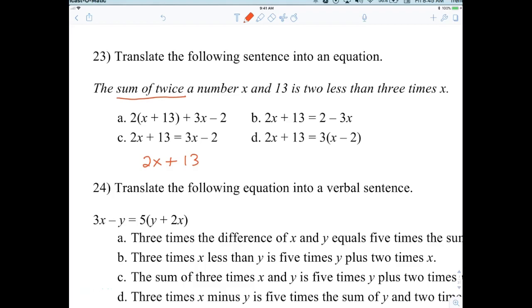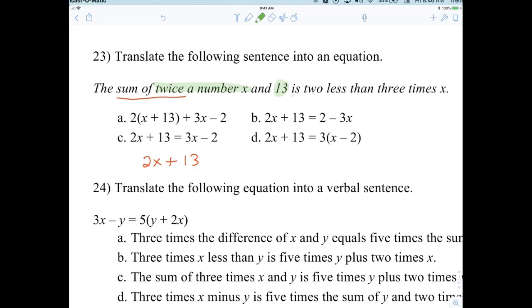Because what am I adding? I'm adding twice a number. I'm adding twice a number x. And how do I write twice a number x? 2x. And then I'm adding to it what? And I'm adding to it 13. Is everybody with me on that? All right, very tricky question.